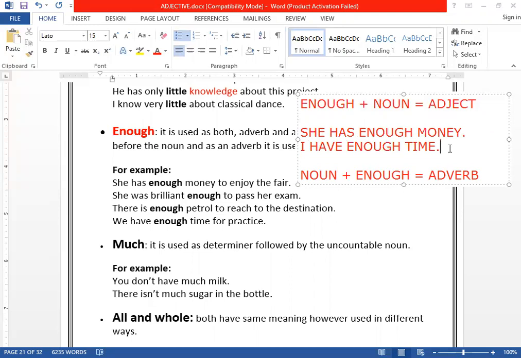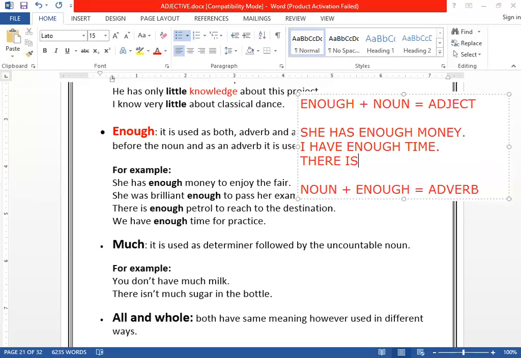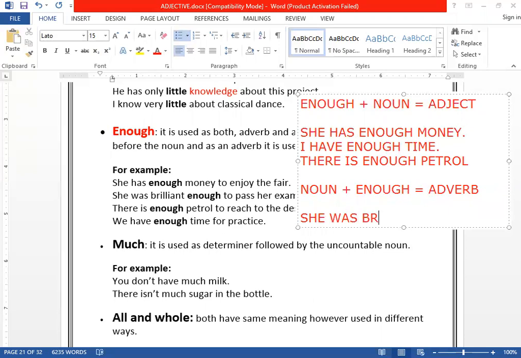For example, if I say there is enough petrol. Petrol is a noun, and enough is used before it. But if I say she was brilliant enough. Have you used a noun here? There is no noun, so it functions as an adverb in this case.